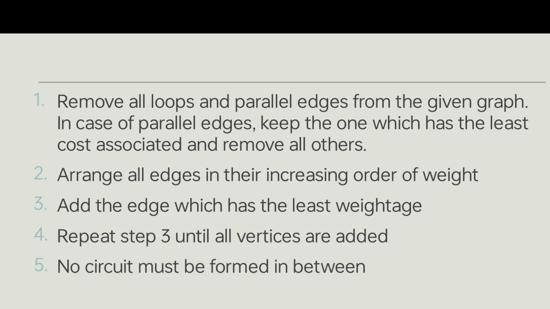Let me explain the algorithm in a much more formal way. The first step would be to remove all the loops and the parallel edges. A loop is an edge from a vertex to itself. If it exists, just remove the loops. If there are two edges between the same set of vertices, they are parallel edges. In this case, keep the edge which has the minimum cost and remove the other.